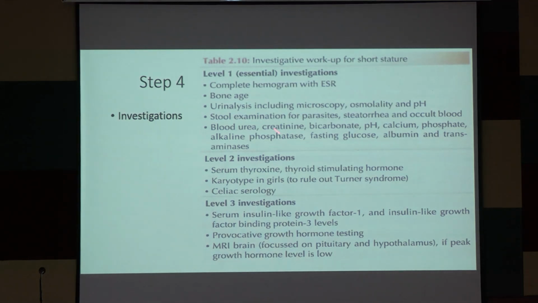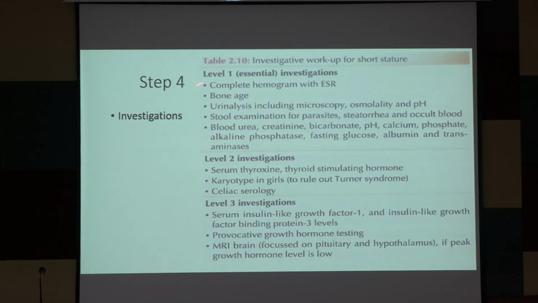In the level 1 investigation, not all investigations are done at the same time. We have seen that the most common cause is undernutrition. Undernutrition does not need any separate investigation, but the next common cause is what? Chronic illness. So the first investigation is done for any chronic illness. Look at this: CBC, complete hemogram with ESR. It will be altered in any chronic illness.